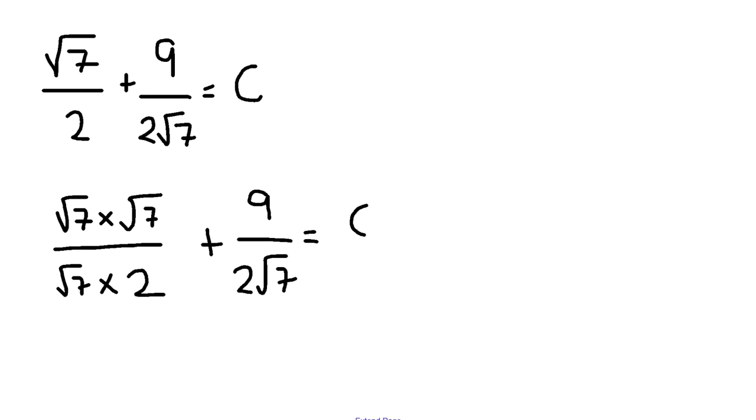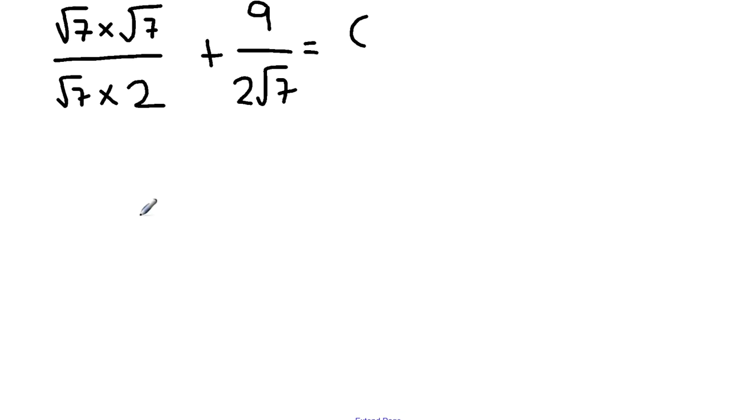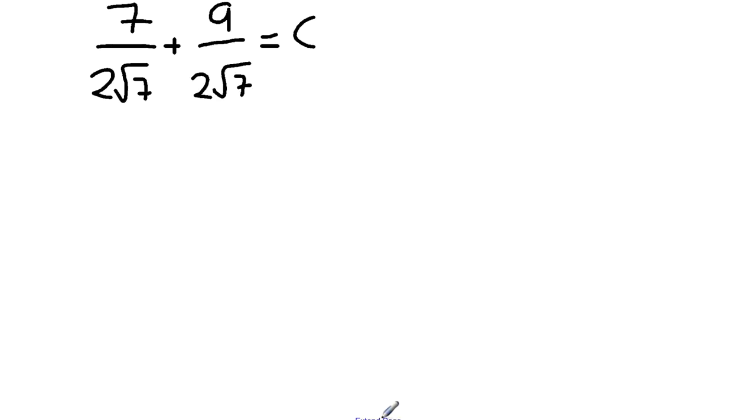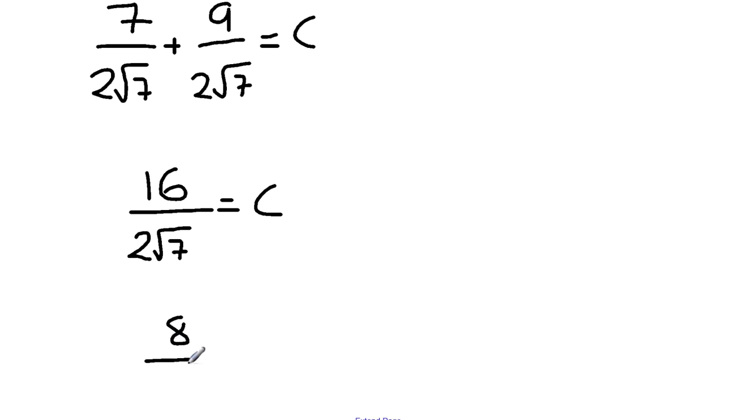Now square root 7 times square root 7 is 7, and square root 7 times 2 is 2 square root 7. So we should have 7 over 2 square root 7 plus 9 over 2 square root 7 equals c. Just going to add the fractions together. So that's 16 over 2 square root 7 equals c. Simplifying it further, 8 over square root 7 equals c.